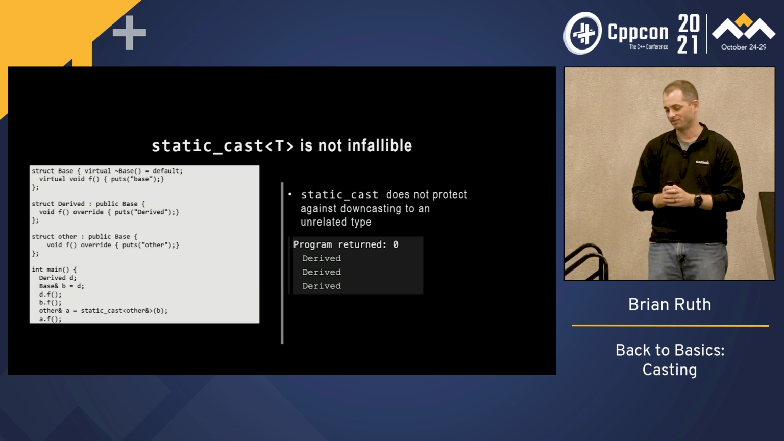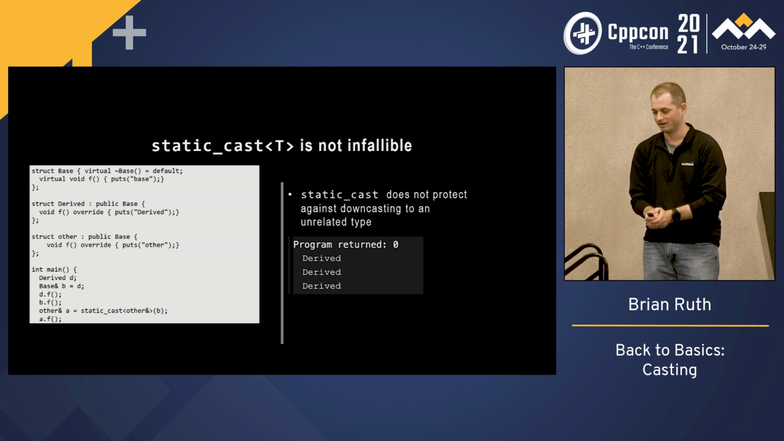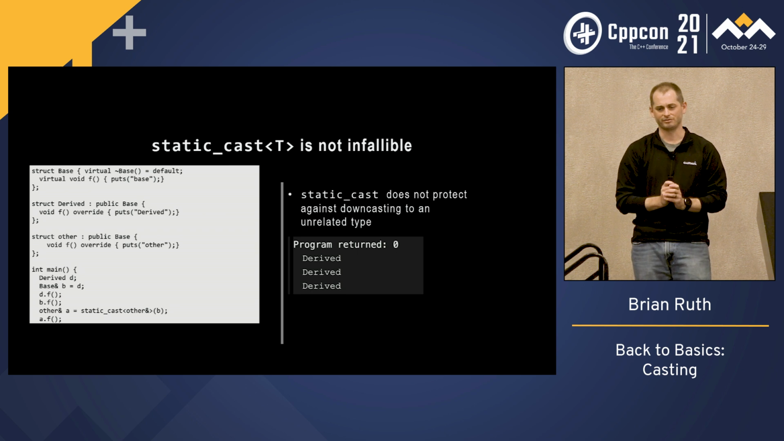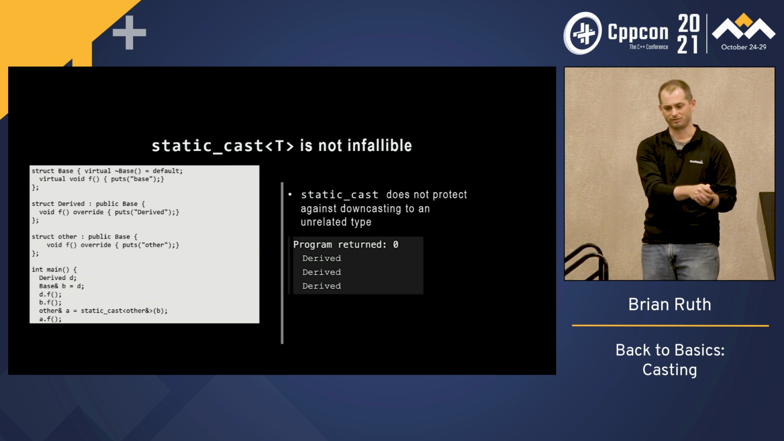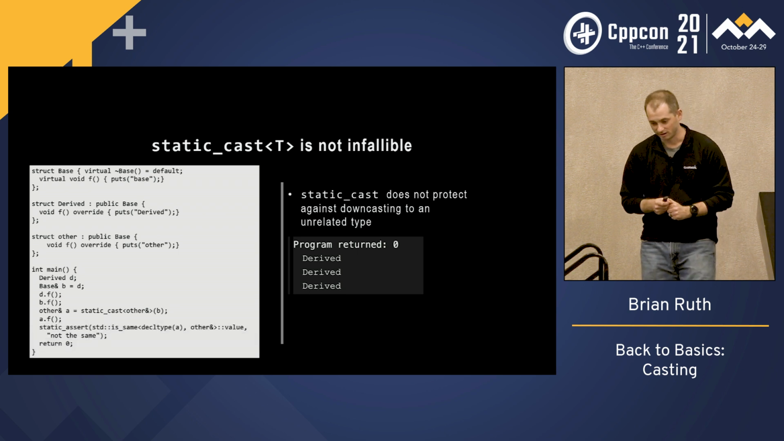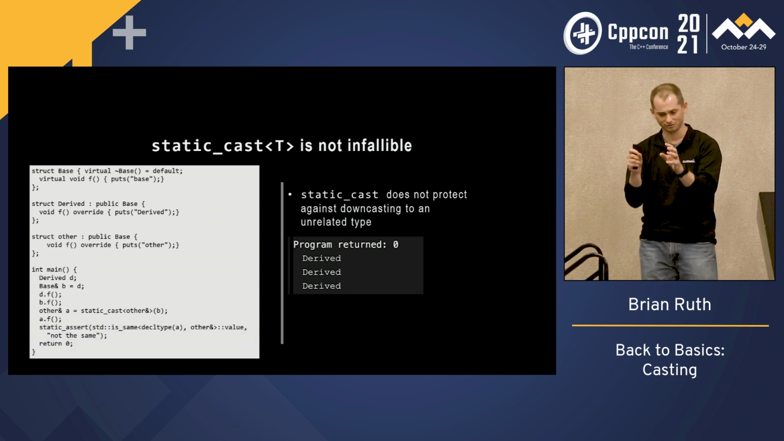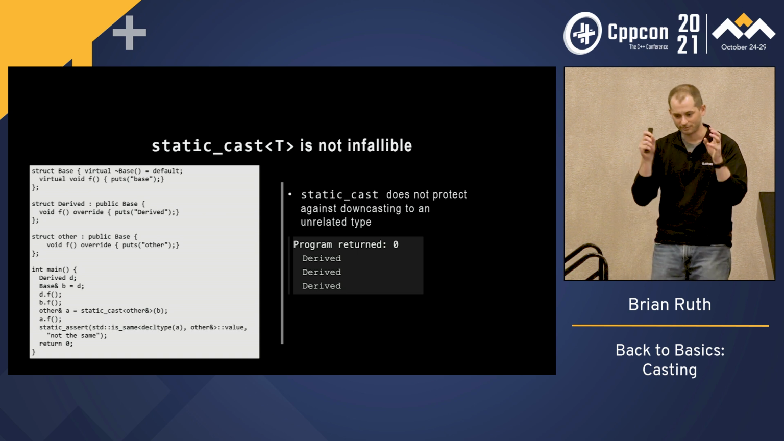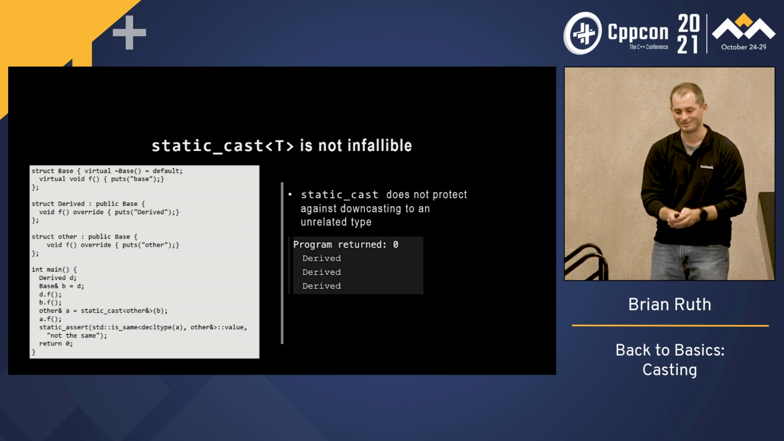But we can static cast it to an other. And when we call that, it actually still prints out derived. But we cast it to another. We didn't get an error or warning or anything. And even if we put in a static assert to say, no, this is really an other, right? It still passes because it is an other, because you cast it.